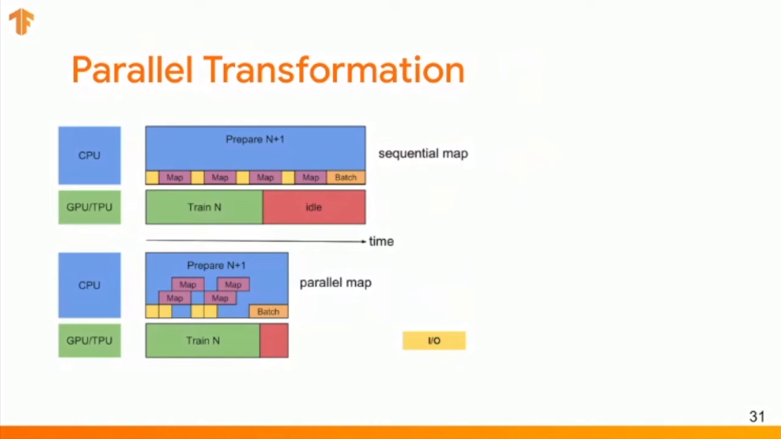So we can actually do parallel transformation. We can use the CPU to prepare and map, and then batch. So it's a sequential map. And then with the GPU, we can train, and then it will become idle while the CPU is finishing. And then you can use the parallel mapping, as you can see there. So the CPU can be mapping at the same time in blocks.